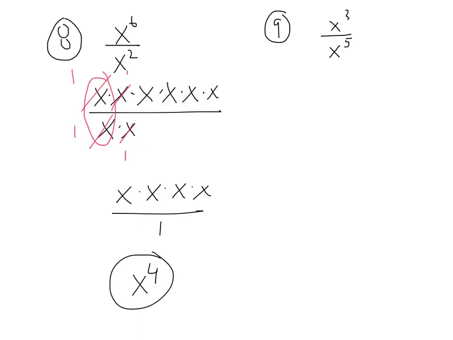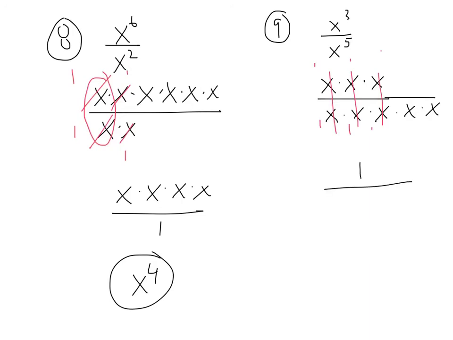Number 9, what do we have here? We have 3 factors of x on top divided by 5 factors of x on the bottom. Right? Again, every time we have x over x, this is equal to 1 over 1. So this would be equal to 1 on top. 1 times 1 times 1 is 1. On the bottom, I have 1 times 1 times 1 times x times x. So we end up with 2 factors of x on the bottom. We have 1 over x squared.